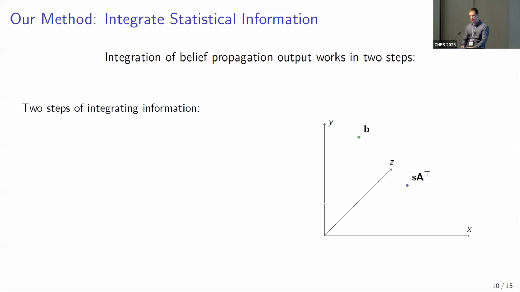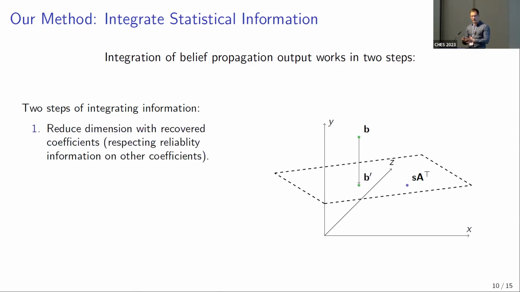The integration into a lattice problem then works in 2 steps. We first run this belief propagation, and the belief propagation gives us statistical information on the key coefficients. In the first step, the attacker can usually infer the value of certain coefficients fully. So what we first do is reduce the dimension using those fully recovered coefficients. And we do this directly on the LWE equation and in a way that respects the reliability information we have on all the other coefficients.